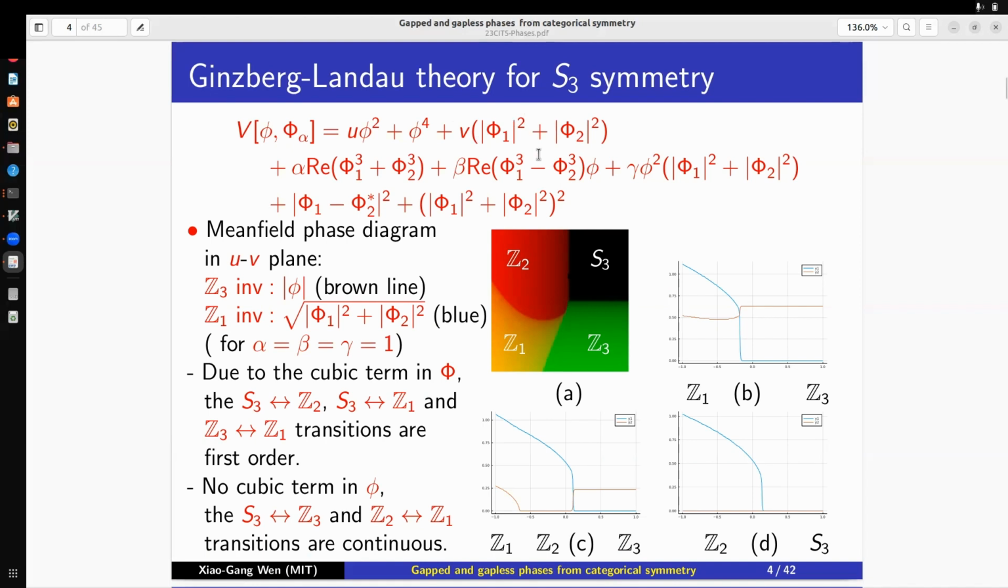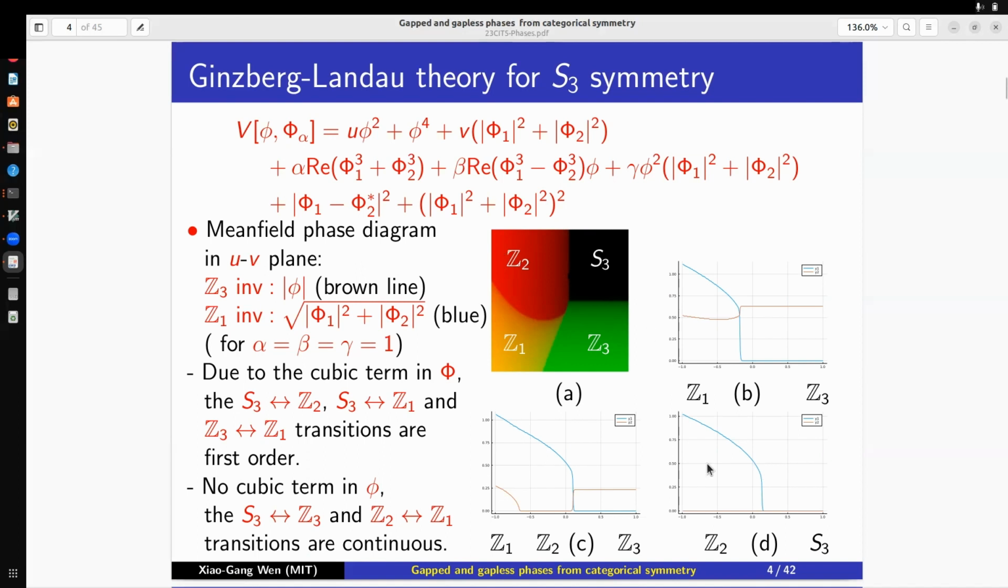Then here, just taking alpha, beta, gamma equal to 1, and the quartic term also equal to 1 for convenience, we get this UV phase diagram. So let's orient ourselves and look at this line, the top here, which corresponds to this graph. On the right, both order parameters are 0, and to the left, one order parameter, big phi, becomes non-zero, which breaks S3 down to Z2.